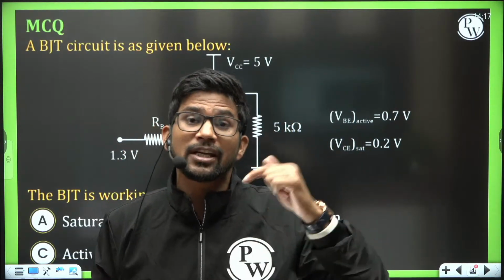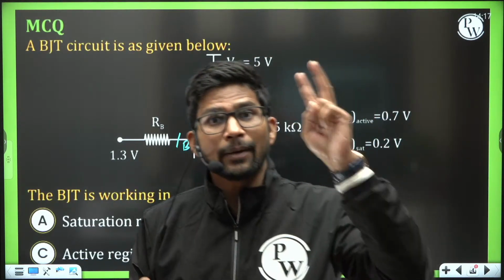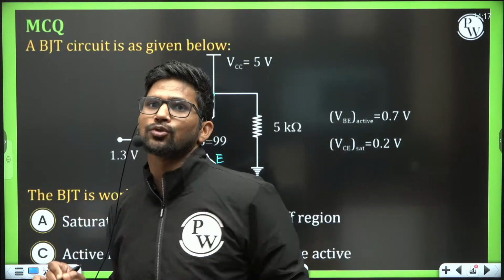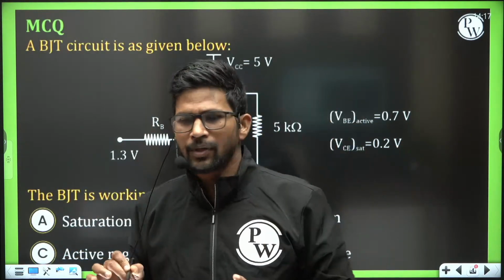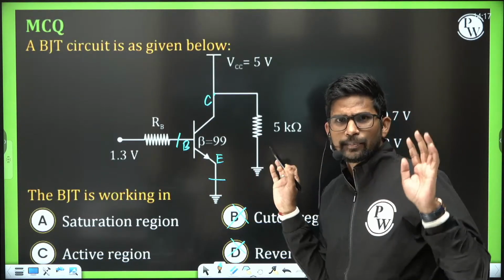Therefore BJT is not in active region and BJT is on, so it can either be in active or saturation. If it is not in active region, definitely it will be in saturation region, so answer will be saturation. Here BJT is on, you are 100% sure.